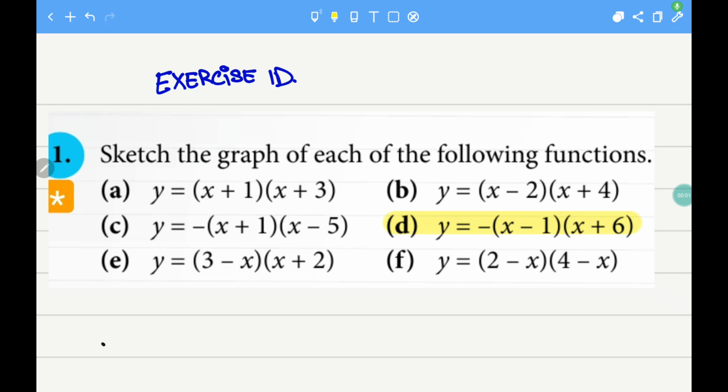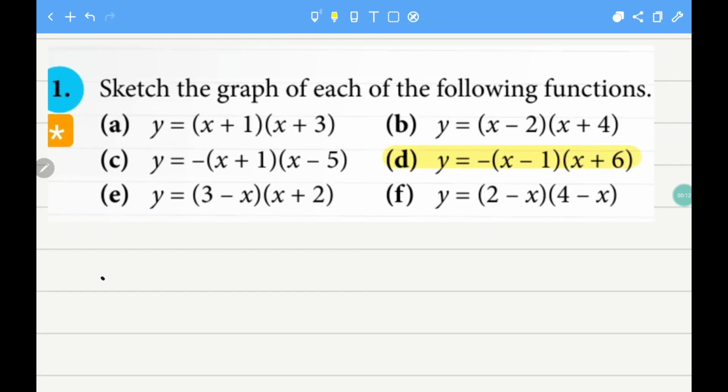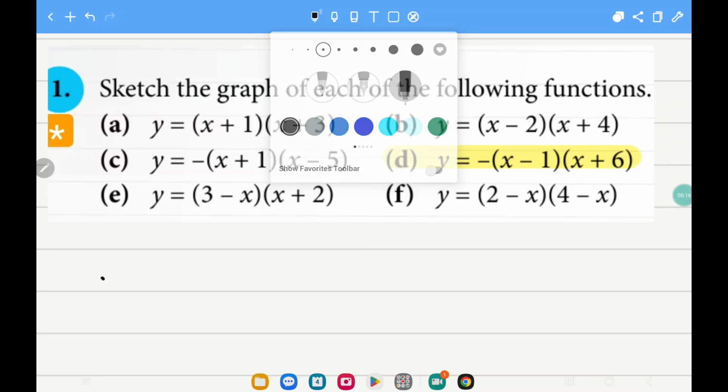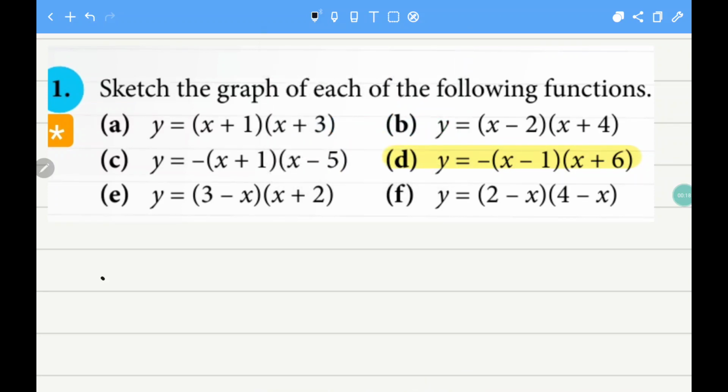Okay, we begin with exercise 1D, question 1D, highlighted on the screen. So we are supposed to sketch the graph of the following function. Now remember, what are the things that we need to take note of when we are drawing a quadratic curve? Number one, we must ask ourselves, is it a U or N-shaped curve?